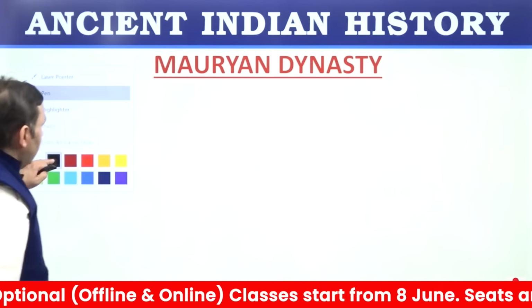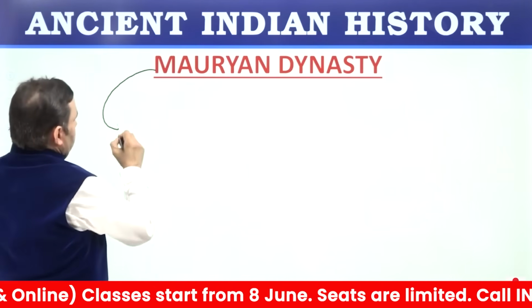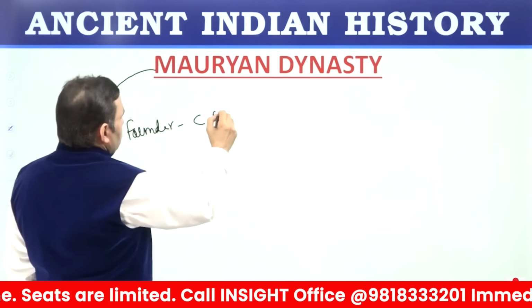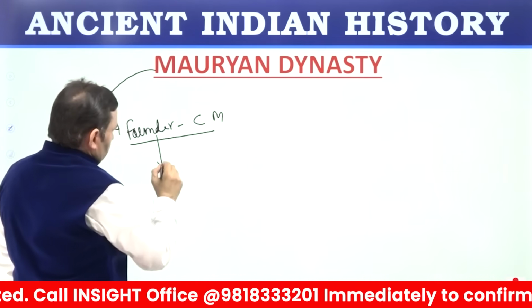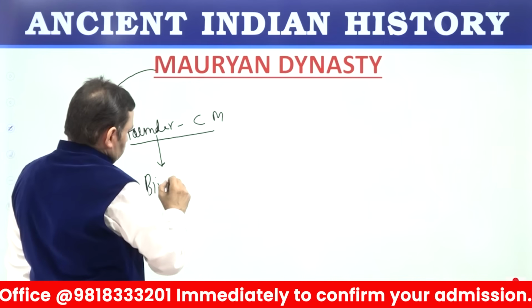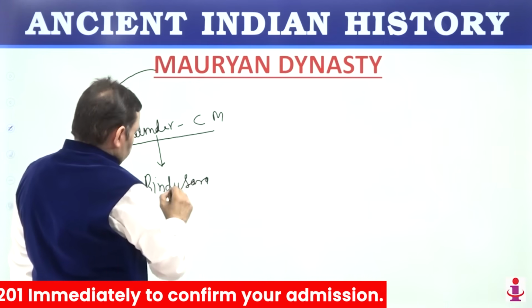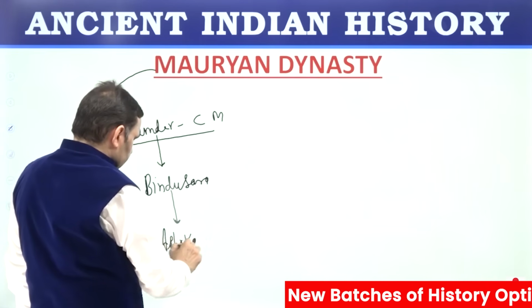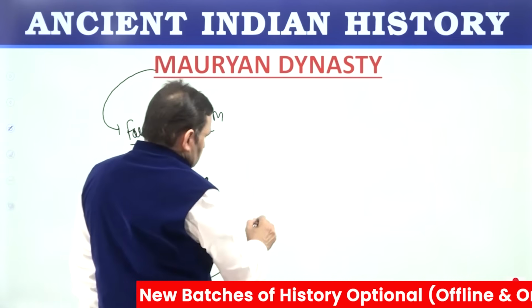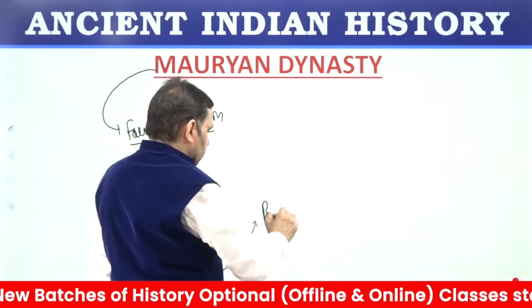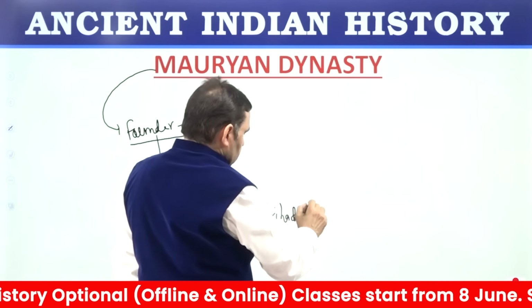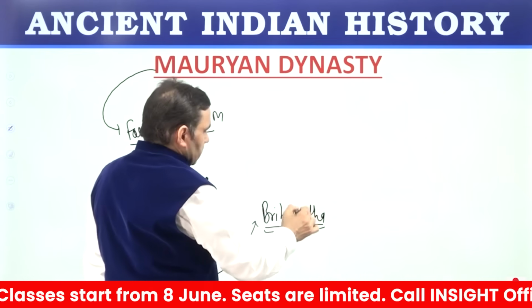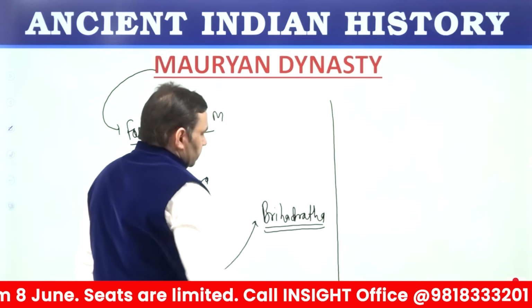The Mauryan dynasty, as we have just discussed, was founded by Chandragupta Maurya. So the founder was Chandragupta Maurya, followed by Bindusara, followed by Ashoka, and the last king, after some more in between, was Brihadratha. Brihadratha was killed by his commander-in-chief Pushyamitra Sunga, and then the Sunga dynasty came into existence.